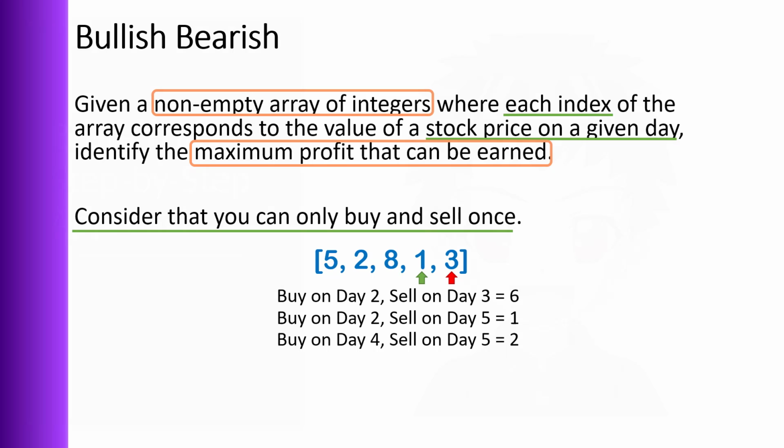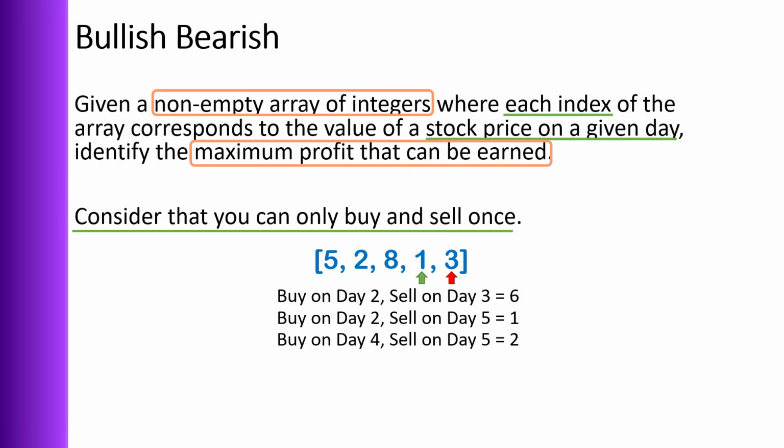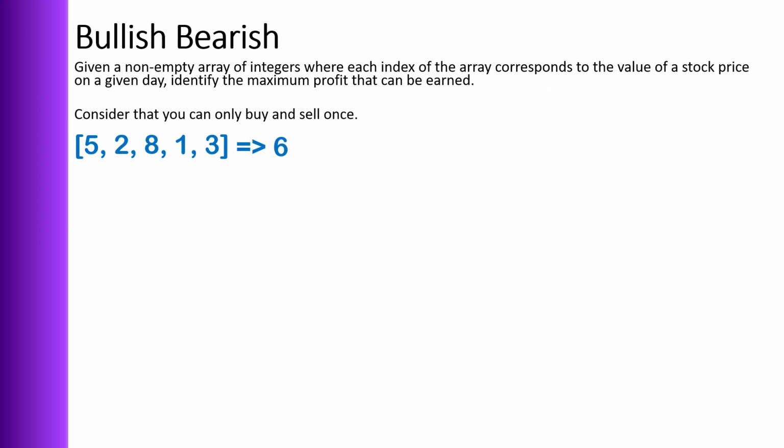Okay, let's do a brute force solution. So what would be our approach if this is brute force? This is our problem, and our example is 5 2 8 1 3. We would have two cursors, the left cursor and the right cursor, or we can call them the slow and fast cursors. And then we would have to return the value max profit.